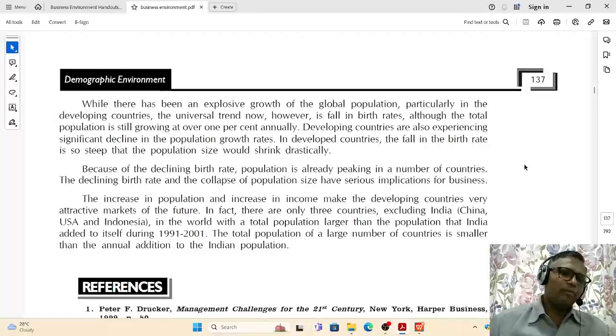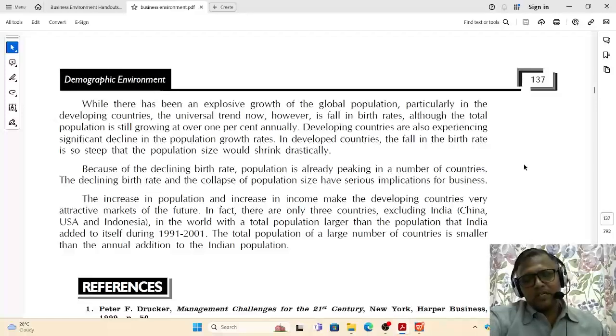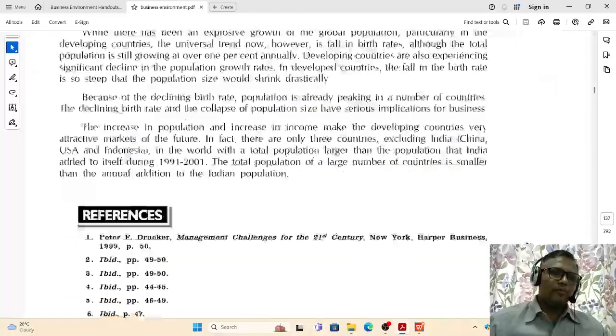And the increase in the population and the increase in the income make the developing countries a very attractive market for the future. In fact, there are only three countries, excluding India, China, US, and Indonesia, in the world with a total population larger than the population that India added to itself during 1991 to 2001. Thus, the total population of a large number of countries is smaller than the annual addition of the Indian population. So, this is all about the demographic environment.